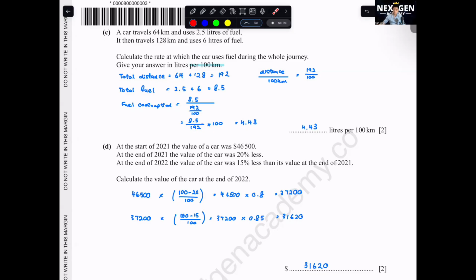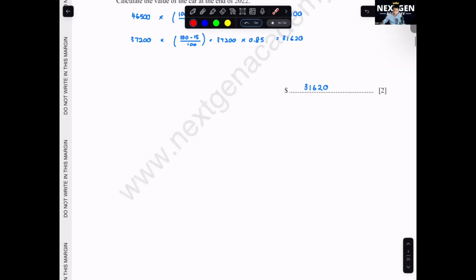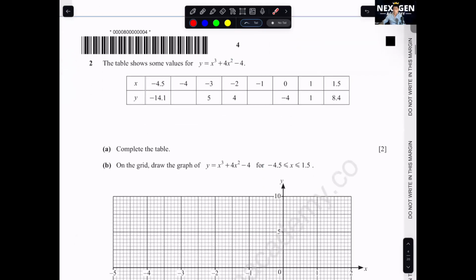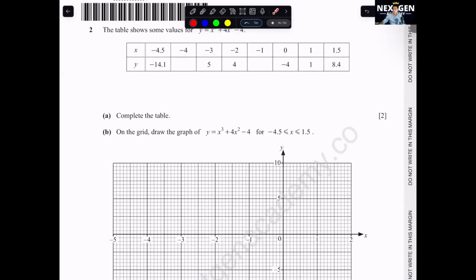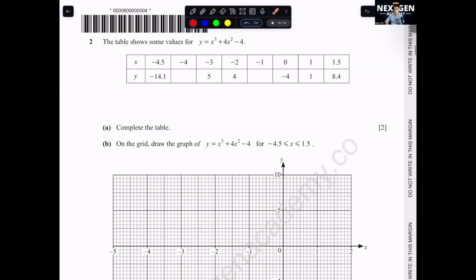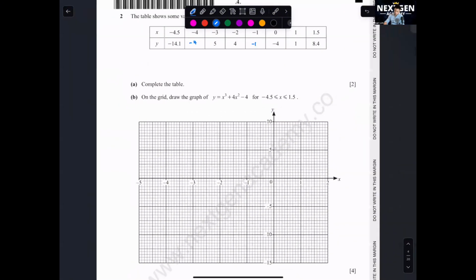Okay, shall we go to the next one? Question number 2. The table shows some values for y equals x cubed plus 4x squared minus 4. You want to complete the table. This one, just type the value into the equation. You should get here minus 4, minus 1. 2 marks here. On the grid, draw this.